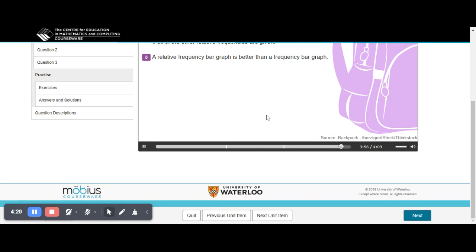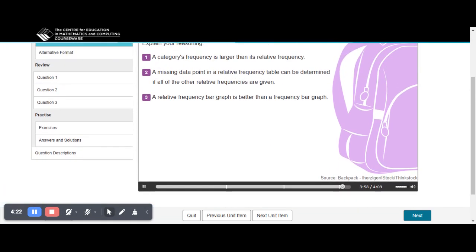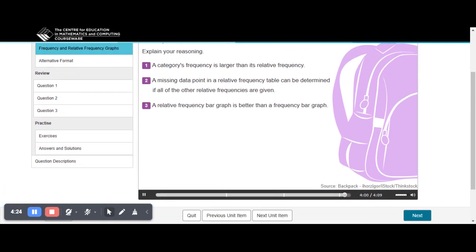Take it with you. For each of the following statements, determine whether the statement is always true, sometimes true, or never true. Explain your reasoning.